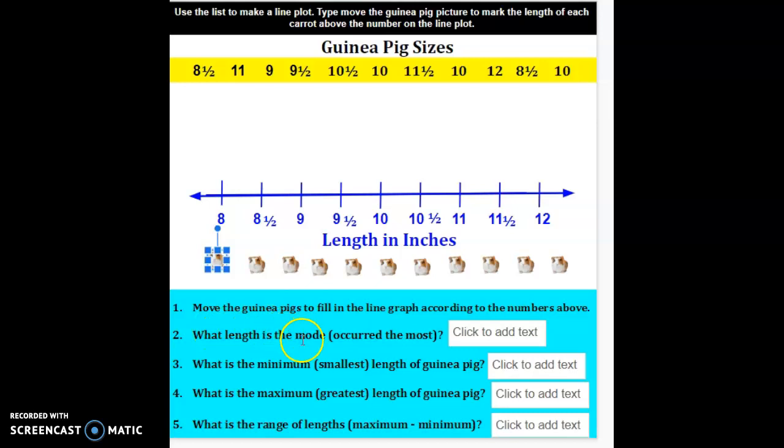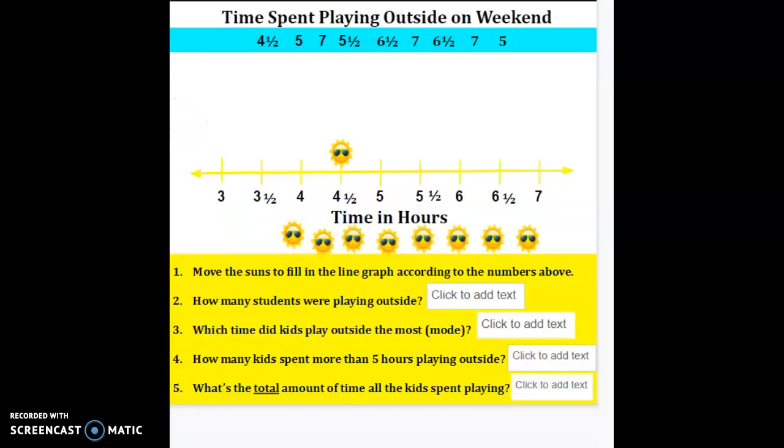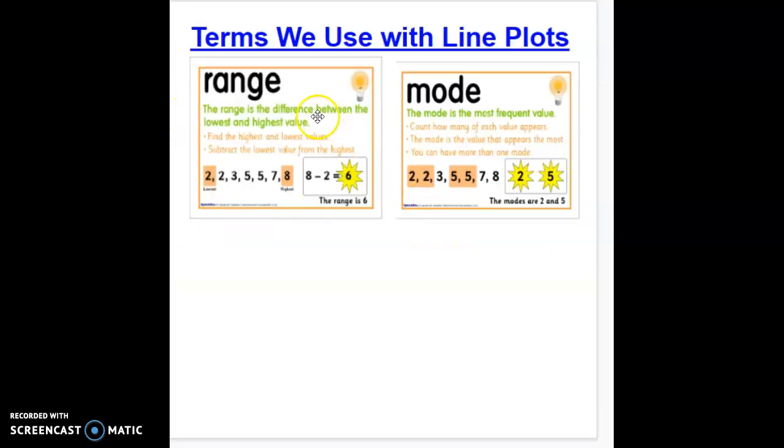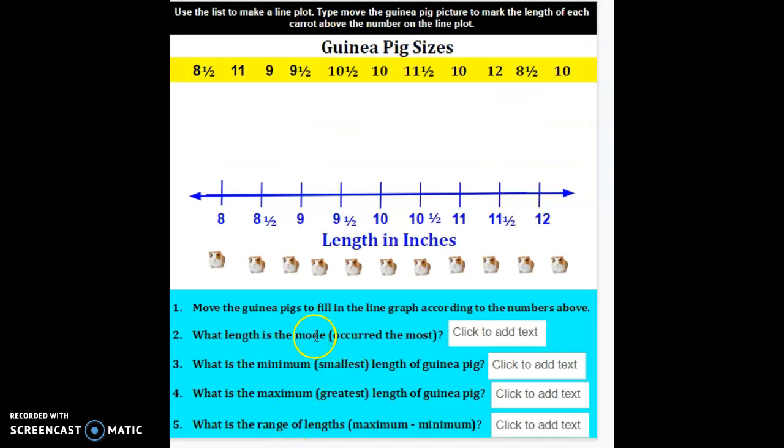What is the length of the mode or occurred the most? Again, if you need reminding, this page is a great page to go to. So number two is what length occurred the most or the mode. Click to add that here. What is the minimum or the smallest length of guinea pig? Not the number of guinea pigs that occurred the least, but the shortest guinea pig.